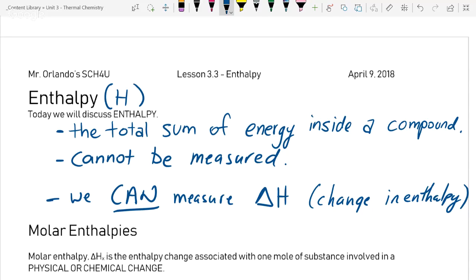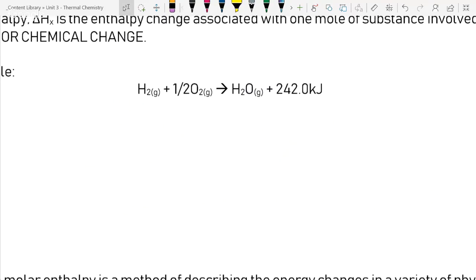And we do this for a series of reactions. Any reaction, we can measure how much energy change is involved. We don't know how much energy the chemicals that started had. We don't know how much energy the chemicals that end have, but we know the difference between them. There we go. This is an example.